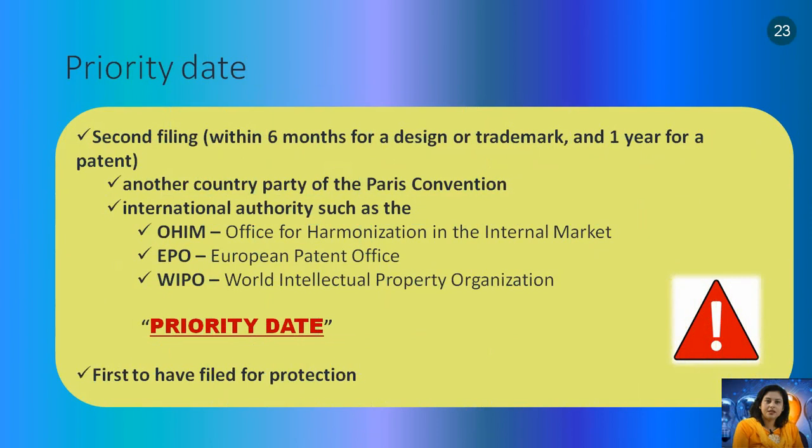Now let us see what priority date is all about. If you have made a second filing, that too within 6 months for a design or trademark and 1 year for a patent, either in another country party to the Paris Convention or with an international authority such as the OHIM, called the Office for Harmonization in the Internal Market, or EPO, that is European Patent Office, or WIPO, World Intellectual Property Organization, you are eligible to claim a priority date. This is important because you would want to be the first to have filed for protection.